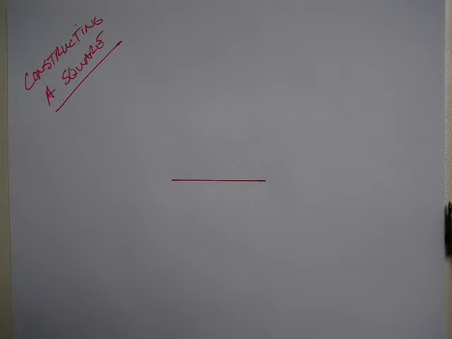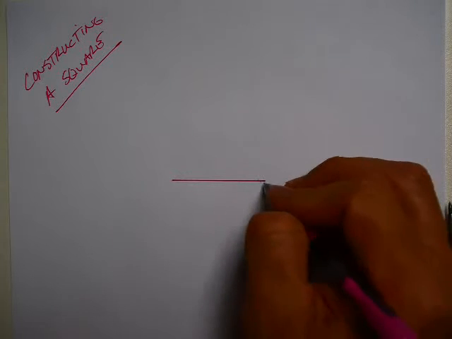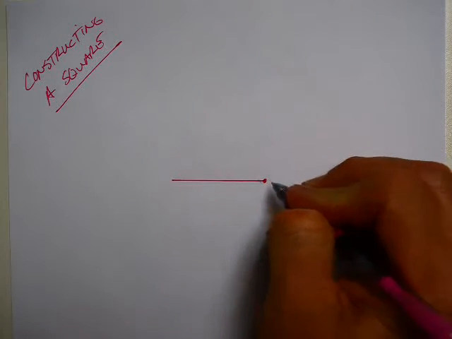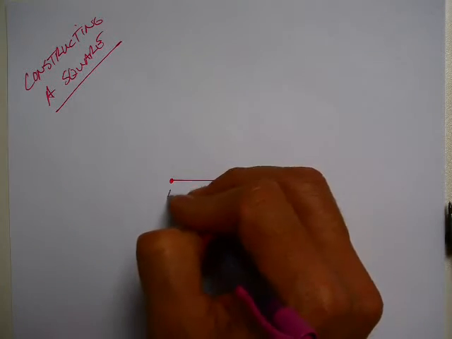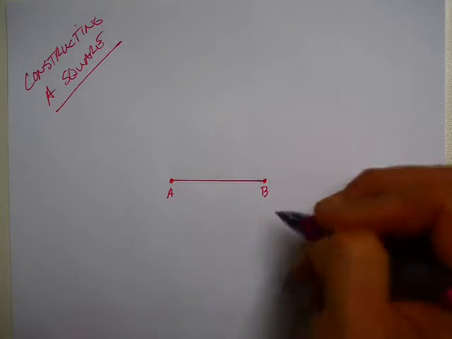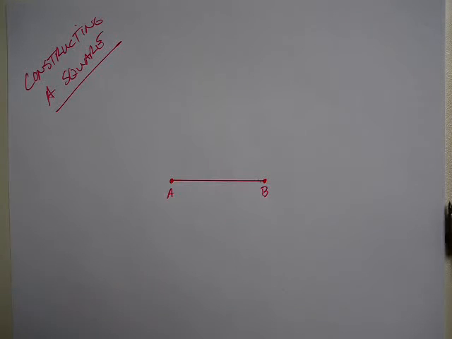Alright, we're going to construct a square here. So we have a line that's given for the length of the side of the square. I'm going to make a couple of points here and call them A and B. So this will be one side of the square.